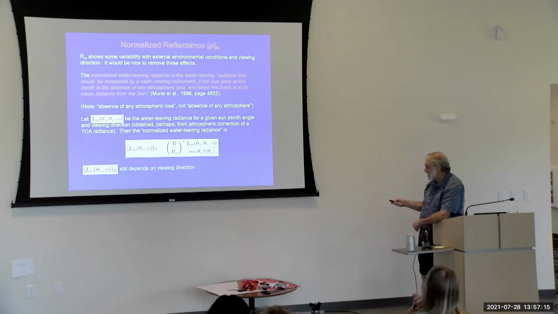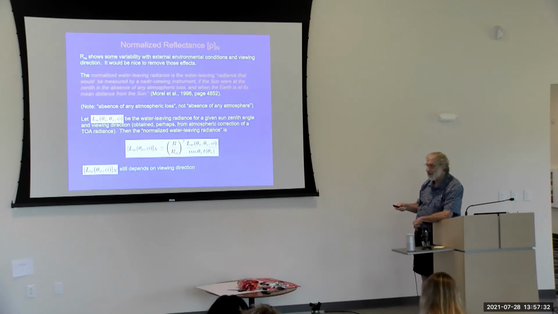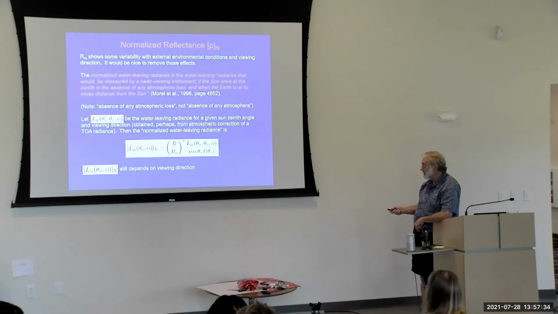So he takes the measurement, plugs in these things, and you know where the sun was, you know the Earth-Sun distance, you model the atmosphere, and he comes up with what he calls the normalized water leaving radiance. Notice that it still depends, though, on the viewing direction. So that's kind of the first step.